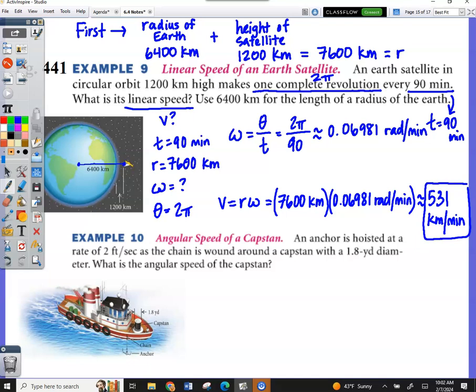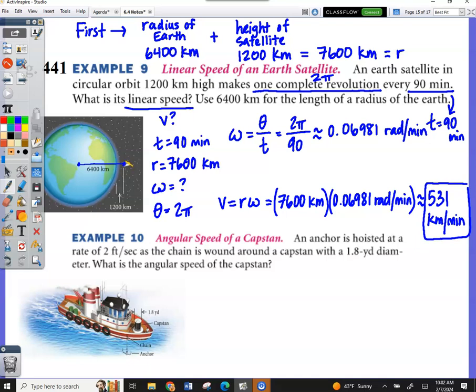An anchor is hoisted at a rate of 2 feet per second as the chain is wound around a capstan with a 1.8 yard diameter. What's the angular speed of the capstan? Okay, you've got to know what you're talking about here. It really helps to understand the picture. They gave you a picture.